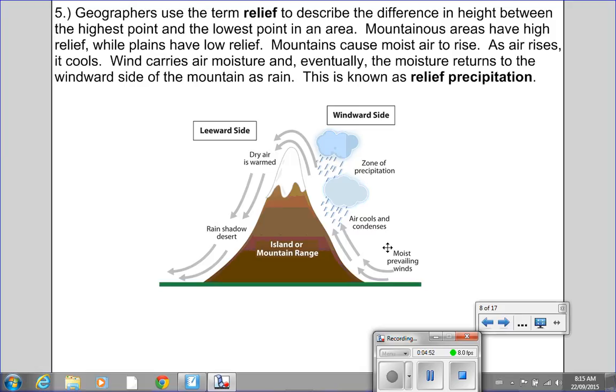Okay, and just showing you here with an island or a mountain range. So you've got winds that are building up. It's causing air to cool down and condense, form clouds, so you get precipitation. But then as the wind's moving along, as you come down the other side of the island or the mountain range, you're going to find that the air is actually warming.